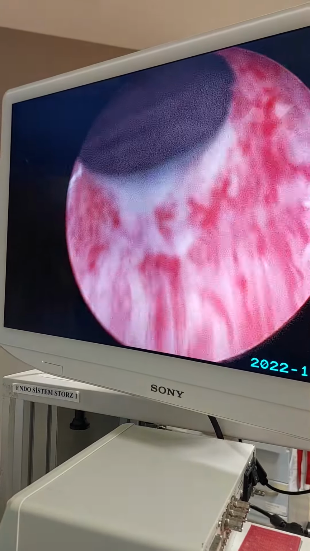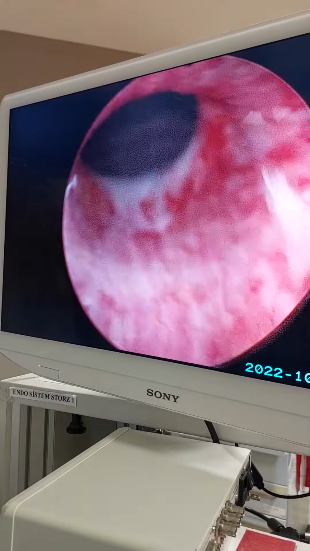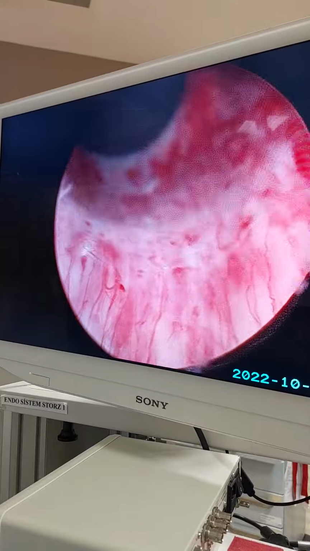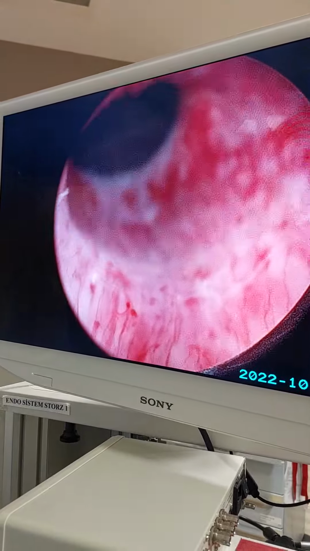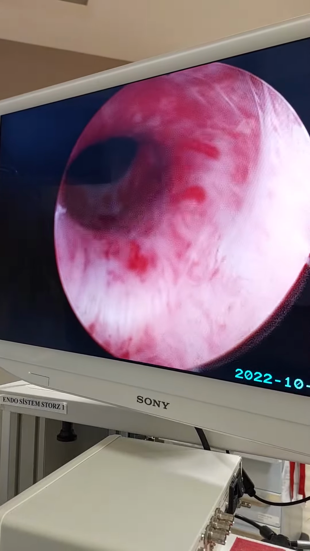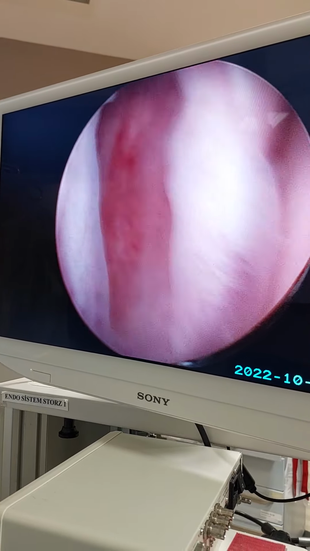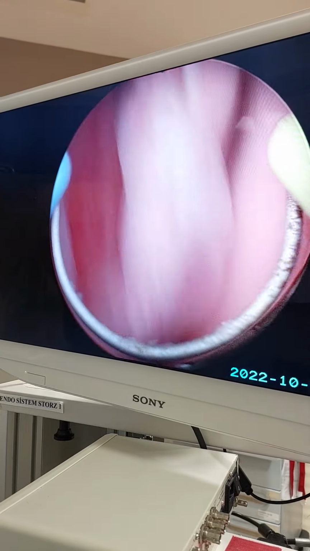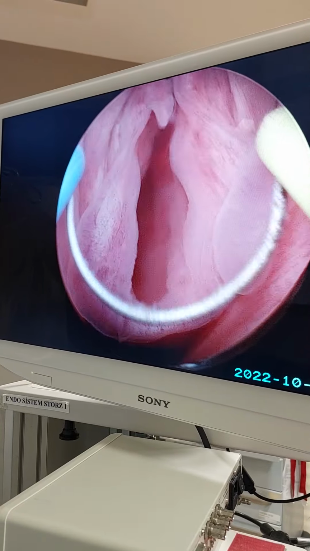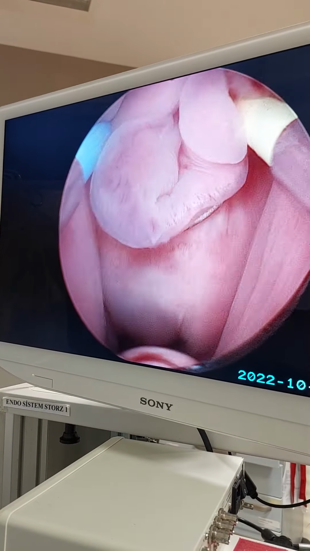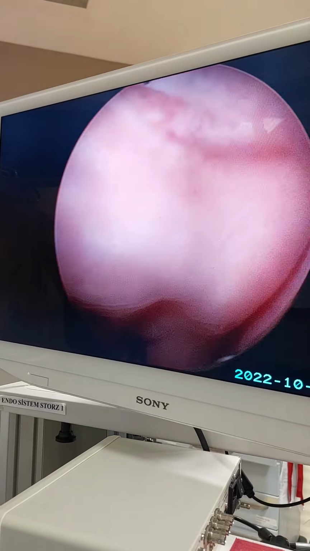And now, this is urethra. Urethra seems quite normal, but just in the entrance of the urethra, I see a caruncle-like growth, this one. These are sometimes causing obstruction in the outflow of urine. So we will also resect this part externally.